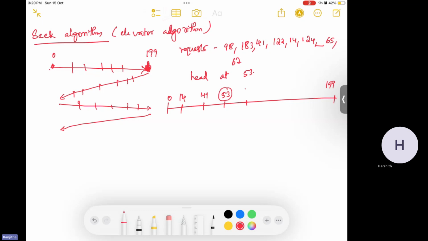Then we have 65, 67, 98, and 183. So it will start from 53 and go all the way to 199. On the way, 65 will be served, 67 will be served, 98 will be served, and 183 will be served. Now this will come back to 0.